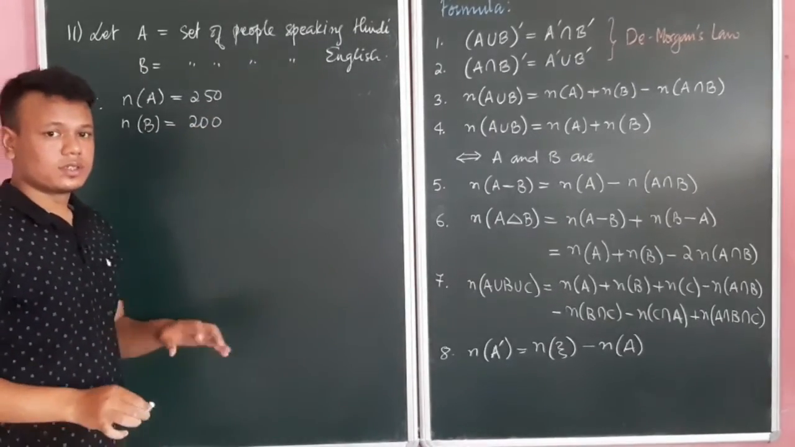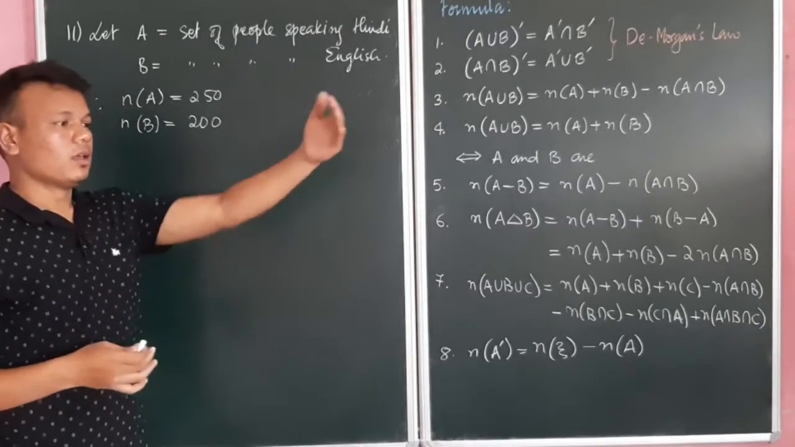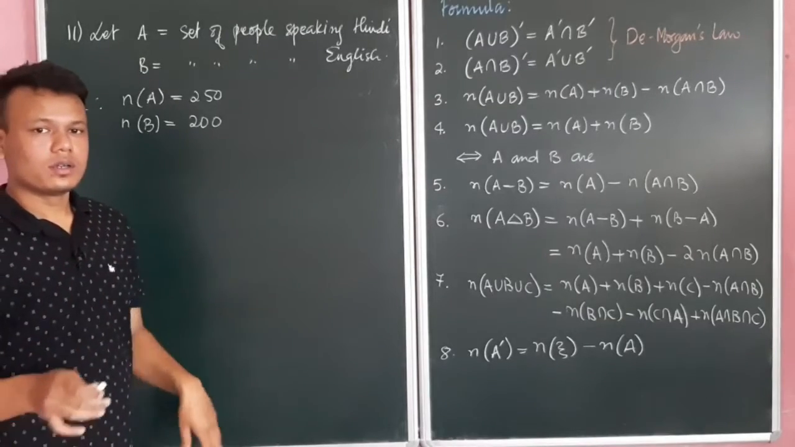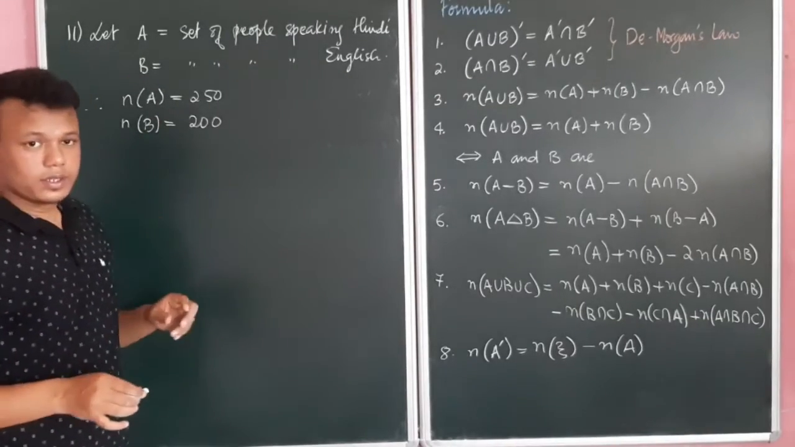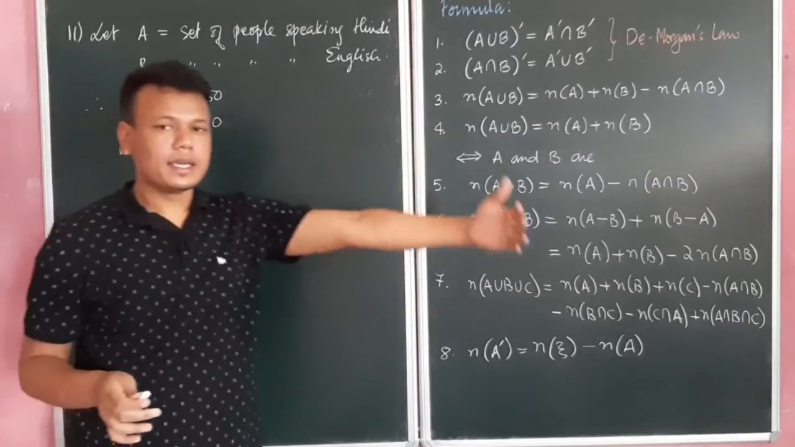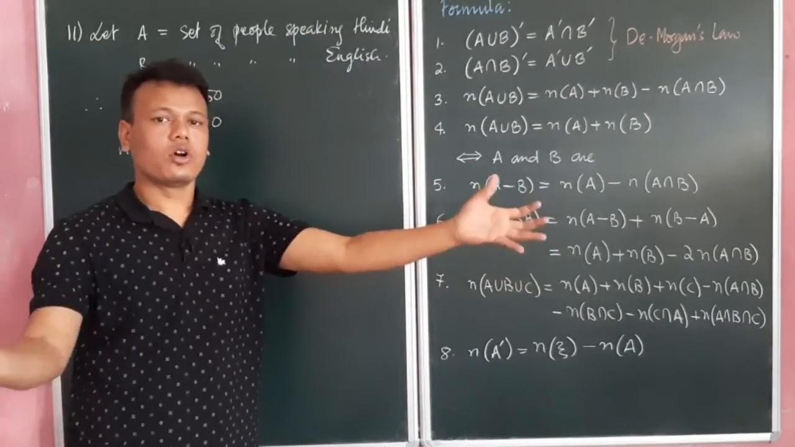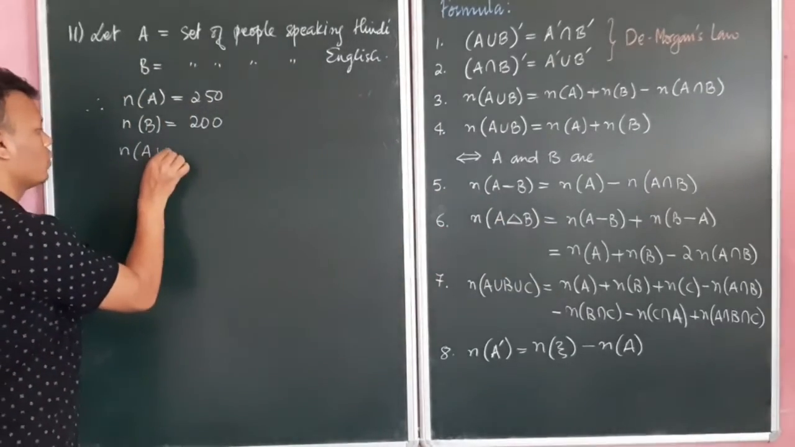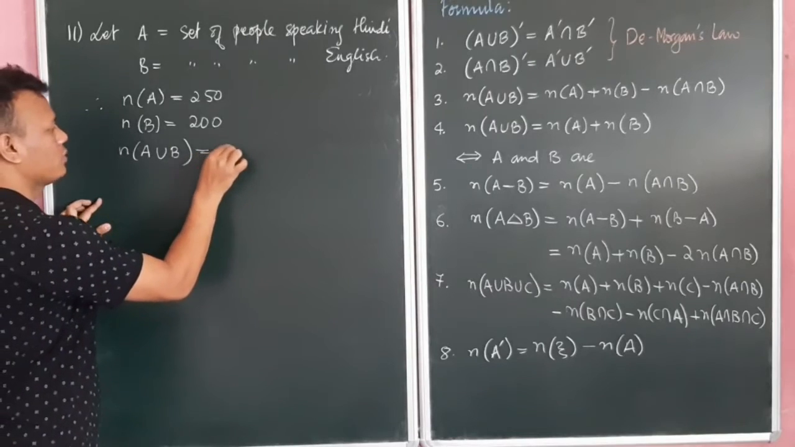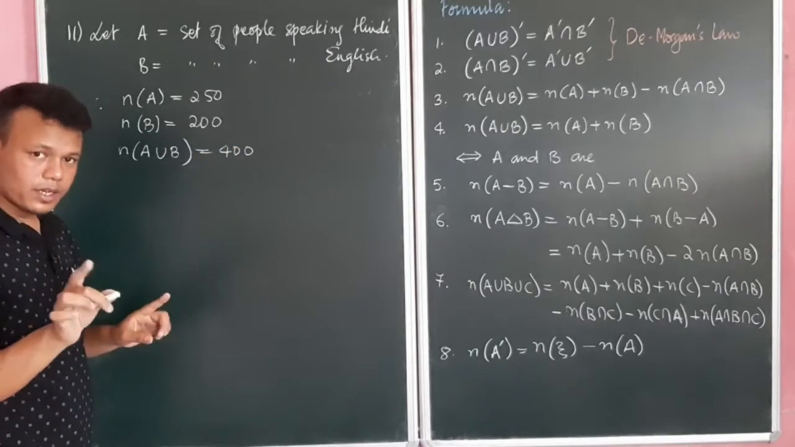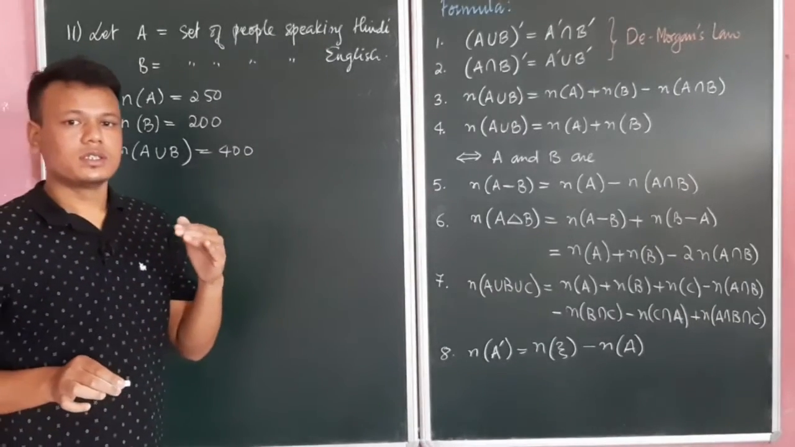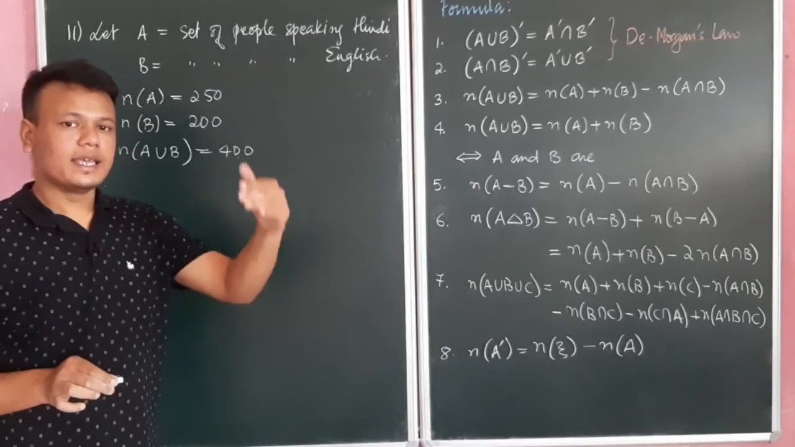Now what else is given to us? The total number of people. So if I include both Hindi and English people, then the total becomes 400, isn't it? So if I combine the people speaking Hindi and English, combining means union, then the number becomes 400. Alright. So according to the question, we need to find the number of people speaking both Hindi and English.